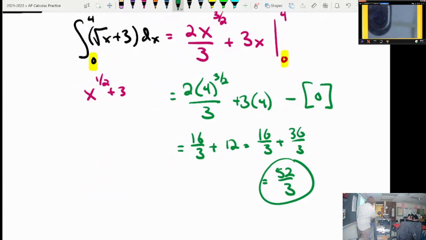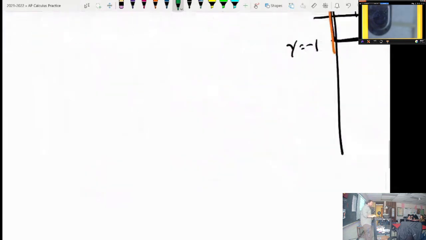Does 52 divide by 3 evenly? I don't think so. We're not allowed to use a calculator either. Uh-oh. Karen's just checking. That's all right. I don't think it does. No. That's it. Okay, cool. Then I would leave it as a fraction.